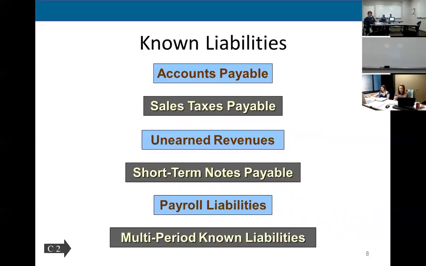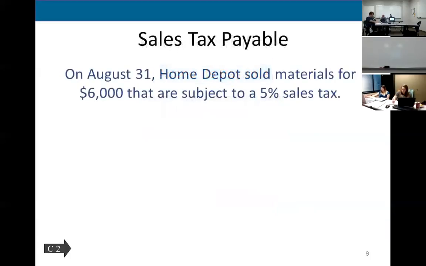All right, now here are some examples of known liabilities. We covered these: accounts payable, sales tax payable, unearned revenues. All right, now pay attention again. Here we see that payable and unearned. Short-term notes payable, payroll liabilities, and multi-period known liabilities. These would be the ones that are going to fall between two accounting periods.